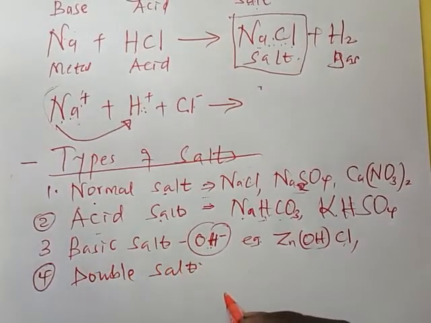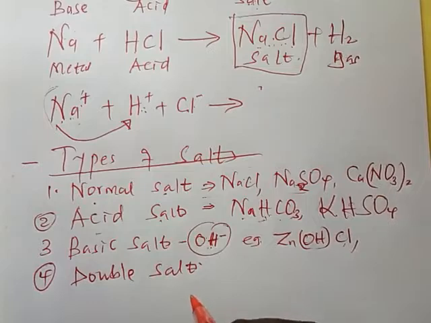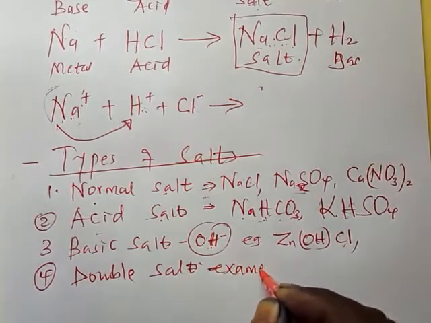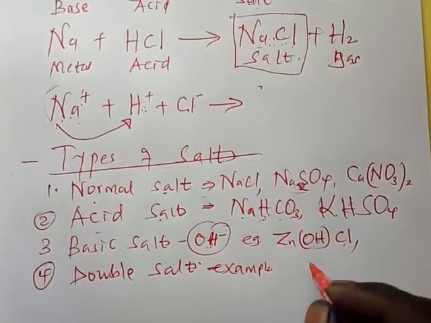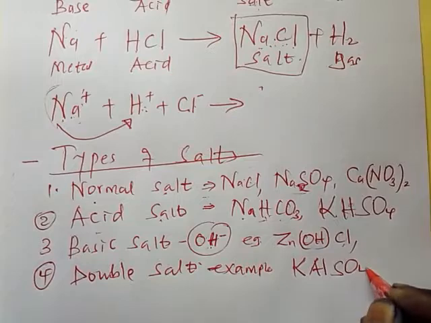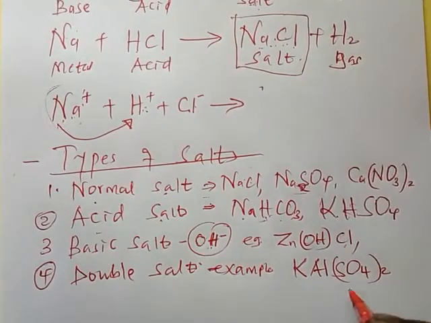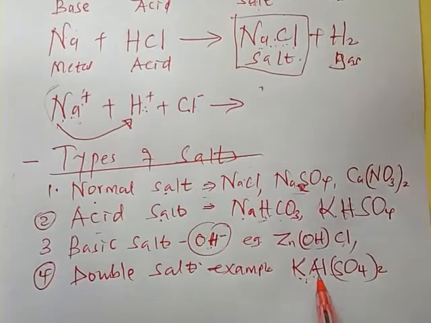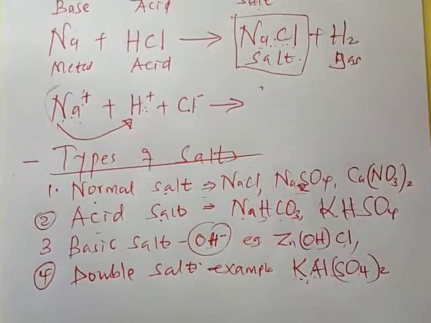And then last, number 4, is the double salts. A double salt is a salt in which there are 2 different cations and 2 different anions. An example of a double salt is potassium aluminum sulfate. This is potassium, this is aluminum, and then sulfate. That one is a double salt.